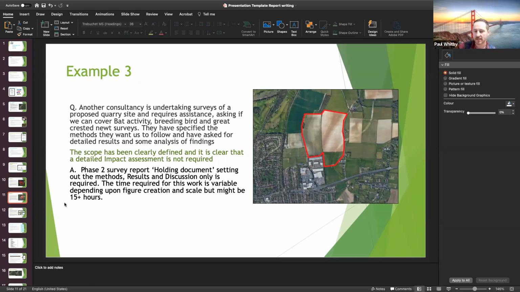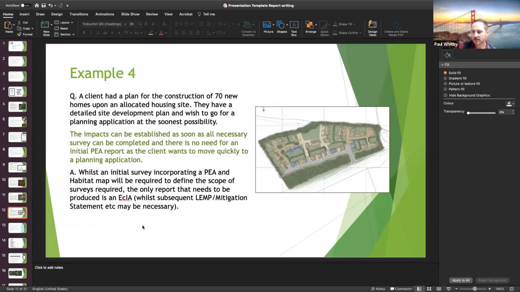It's clear that a detailed impact assessment isn't required. And what I would propose we produce here is what's called a holding document, which details the protected species surveys we've undertaken and sets out our results and, as they've requested, a discussion of them. A project like that, I've given it a typical budget perhaps of 15+ hours, but that would depend a little bit on the scope of the surveys requested by the client and how much of a discussion they wanted. So finally, example 4, we've got something more detailed here.